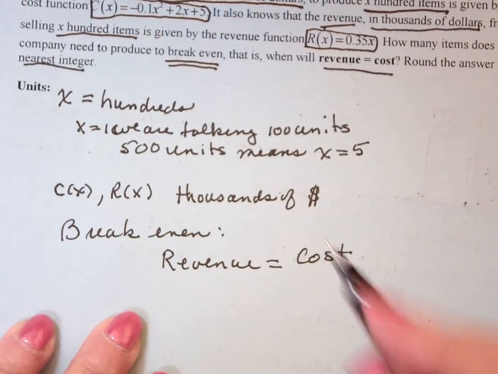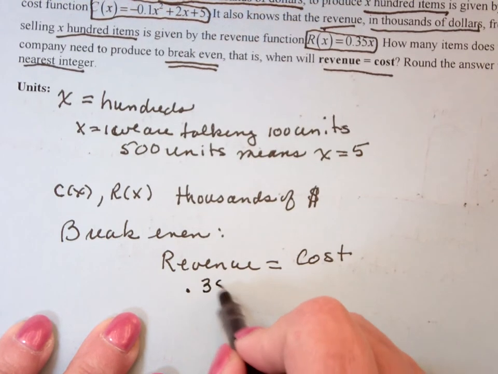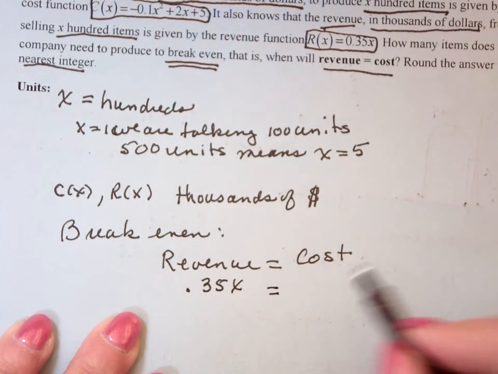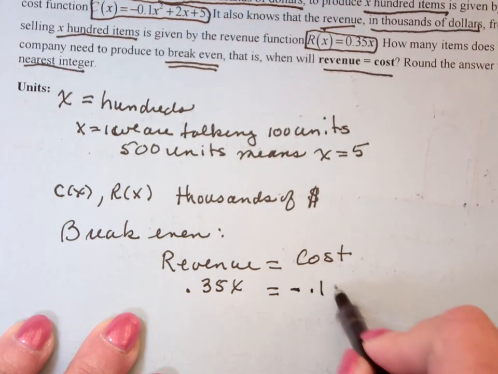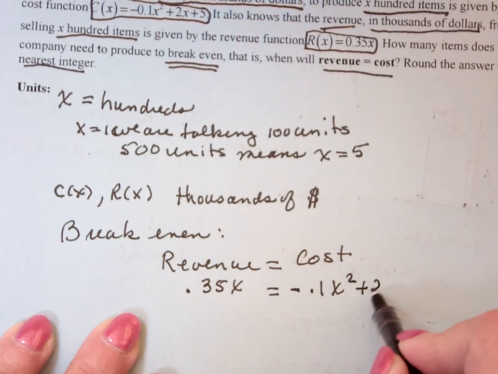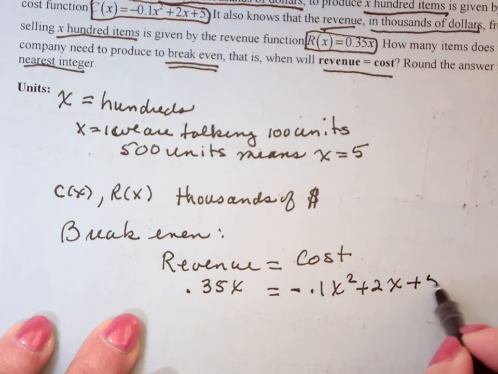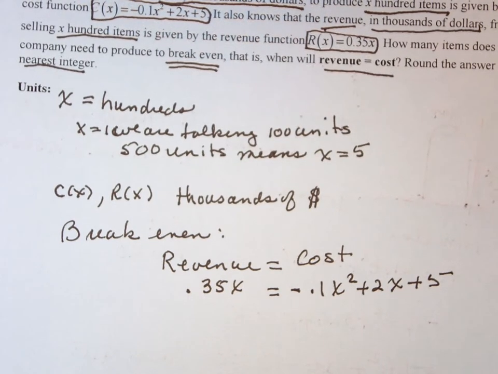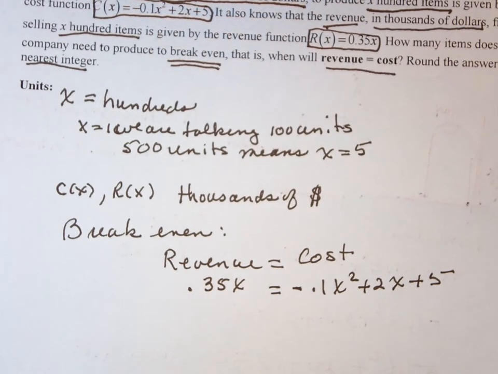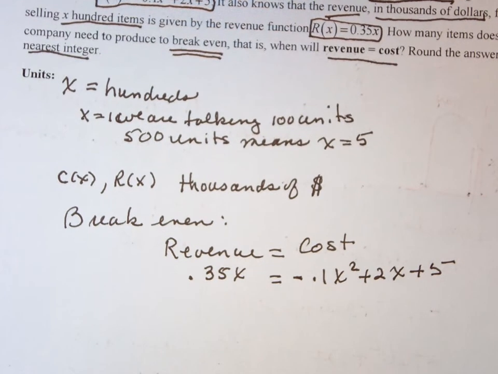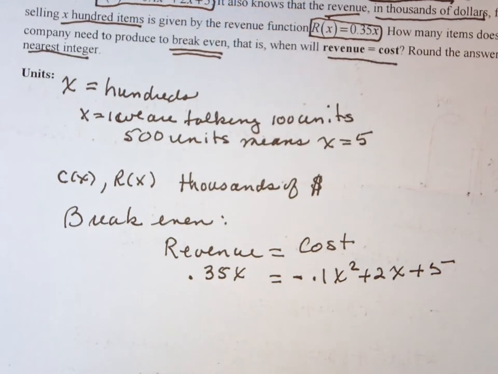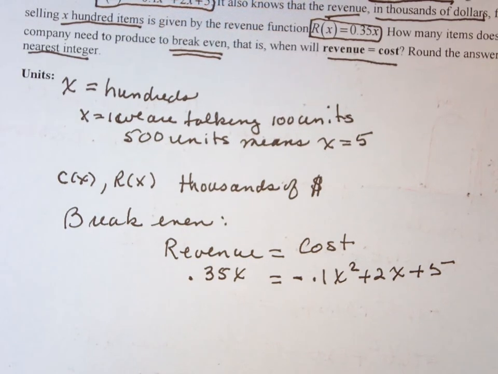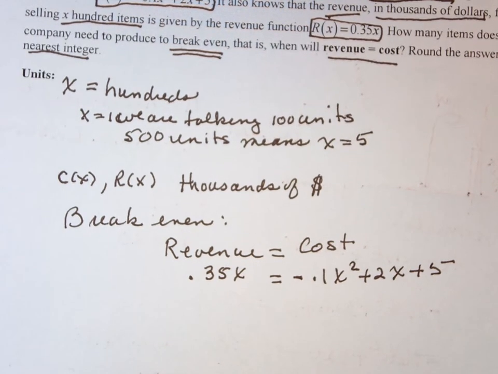The revenue function is 0.35x. The cost function is negative 0.1x squared plus 2x plus 5. So this tells me where essentially the revenue and the cost function intersect. That would be the break-even point. And any number of units more than that means I'm going to start to make a profit. Anything less than that will be a loss.